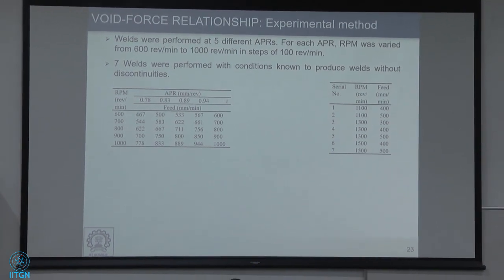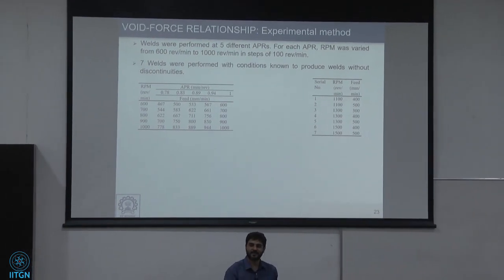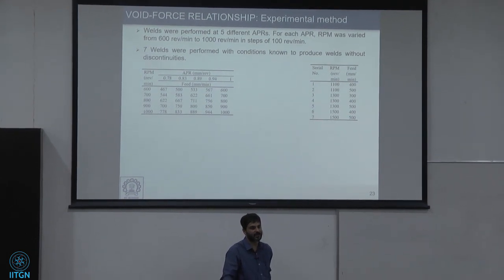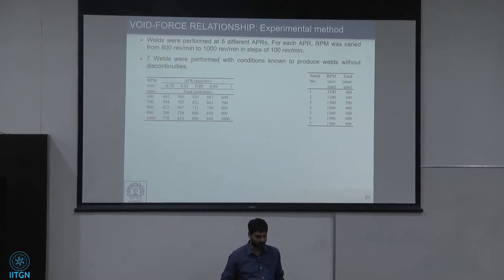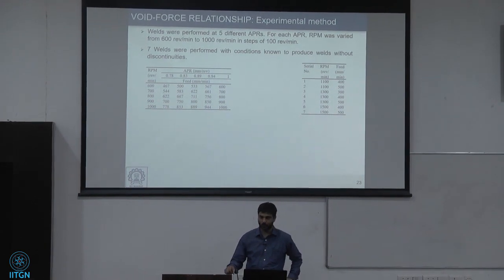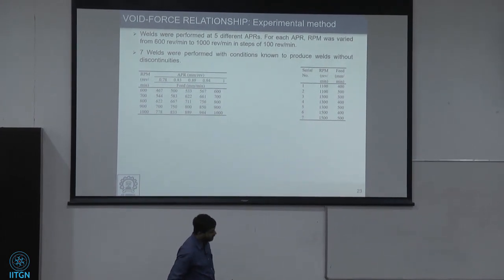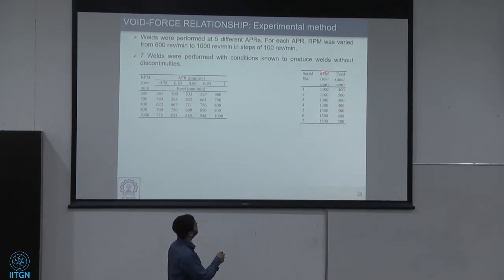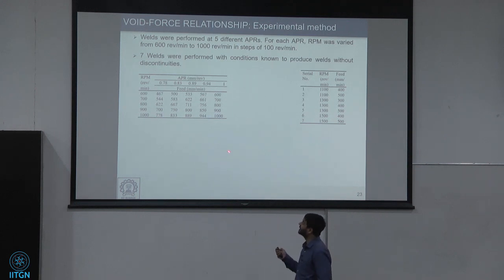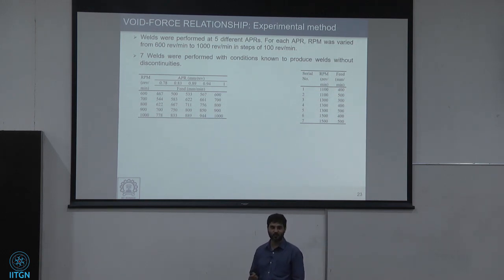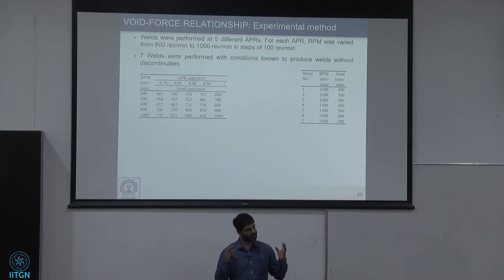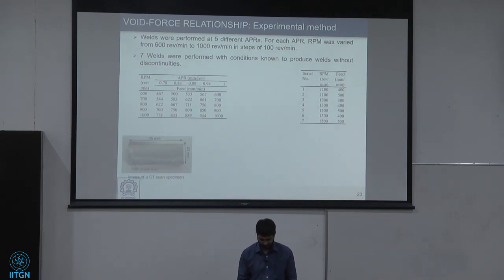So once we understood a little bit how these defects are formed, what the nature of the defects is and how they are influencing the forces, we performed two different sets of experiments, such that all the experiments in this table were known to produce no defects. On the other hand, all the selection of RPM and feed rates was done in such a way that we knew defects of different sizes were going to be formed once these welds were performed.